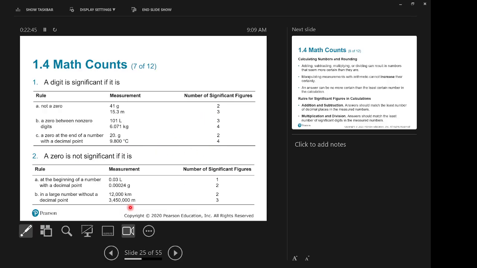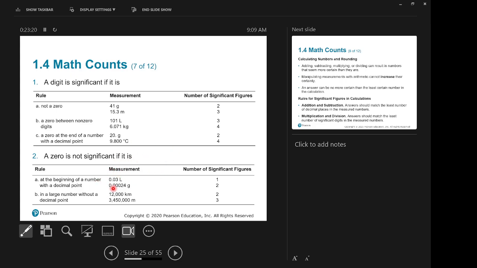Right. Now, a 0 not being significant, these are typically called placeholder zeros. They're there because you can't write the number without them. And so they are not significant. They have nothing to do with uncertainty. And so we have 0.03 that has 1 significant figure, which is that 3 right there. These other 2 zeros, they're just there so I can write the number, aren't they? All right. Can everybody see that okay?